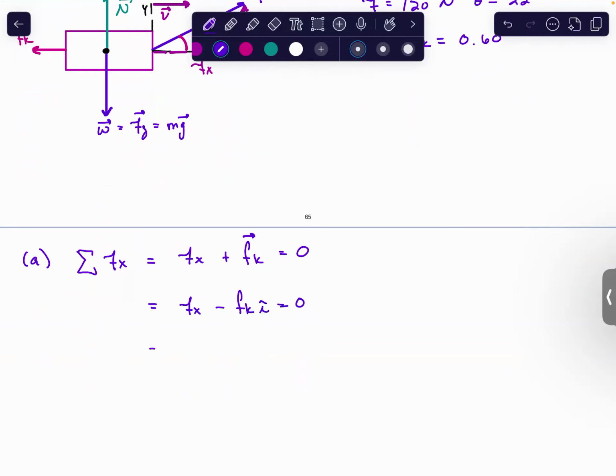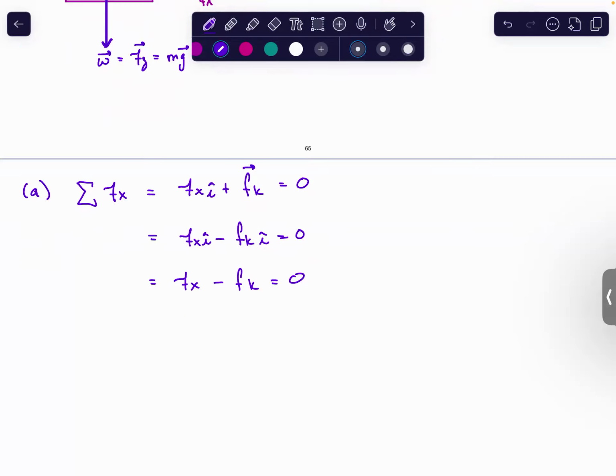So then this will translate into my Fx, guess you could say there's an i hat there too, minus fk equals 0. And what we end up with is your frictional force is going to be equal to the x component of your applied force.